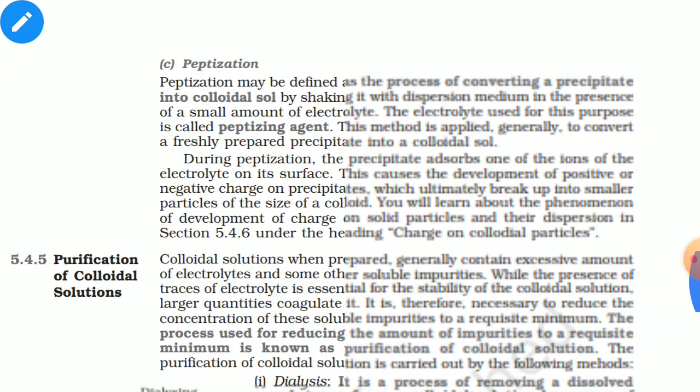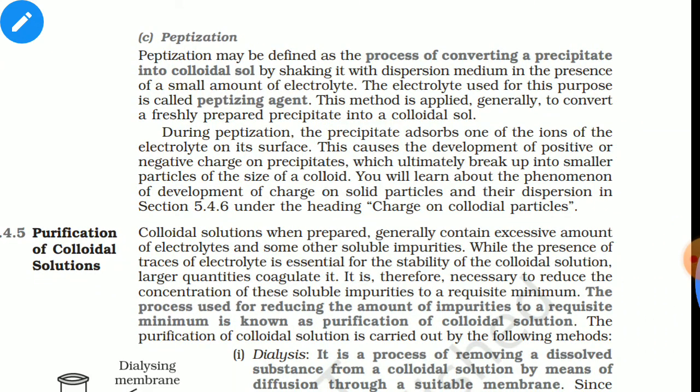Now peptization. Peptization may be defined as the process of converting a precipitate into a colloidal sol by shaking it with dispersion medium in the presence of a small amount of electrolyte. The electrolyte used for this purpose is called peptizing agent. This method is applied generally to convert a freshly prepared precipitate into a colloidal sol.